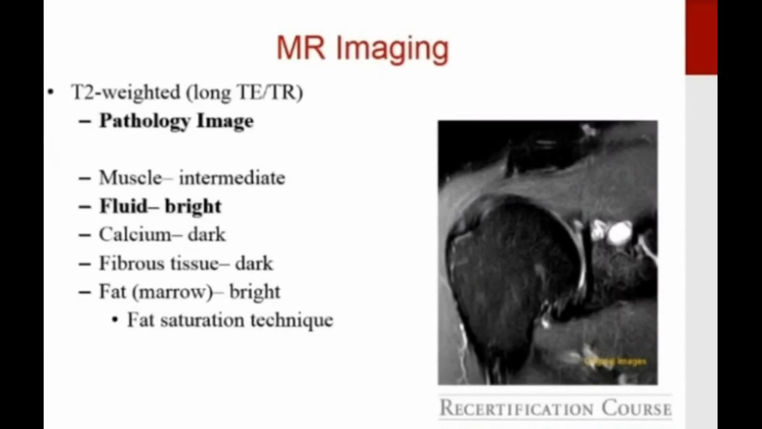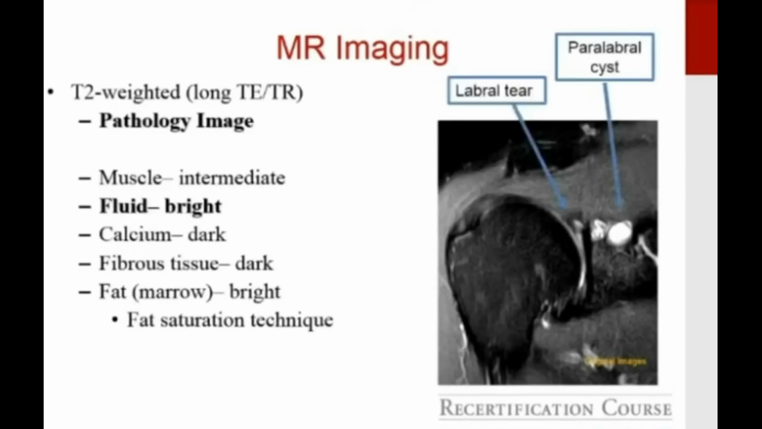Here we see a fluid collection that's located adjacent to the superior labrum, extending into the suprascapular notch. So we see the posterior superior labrum has fluid signal extending into it, representing a labral tear, and then we see an adjacent paralabral cyst within the suprascapular notch. So again, the T2 weighted pulse sequence is excellent for demonstrating soft tissue abnormalities.